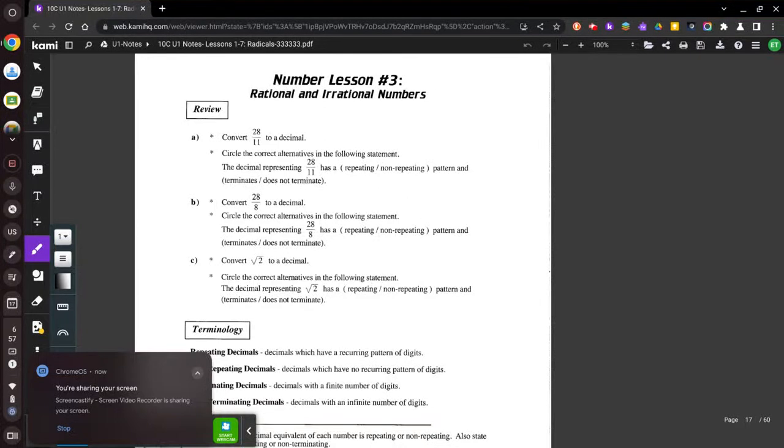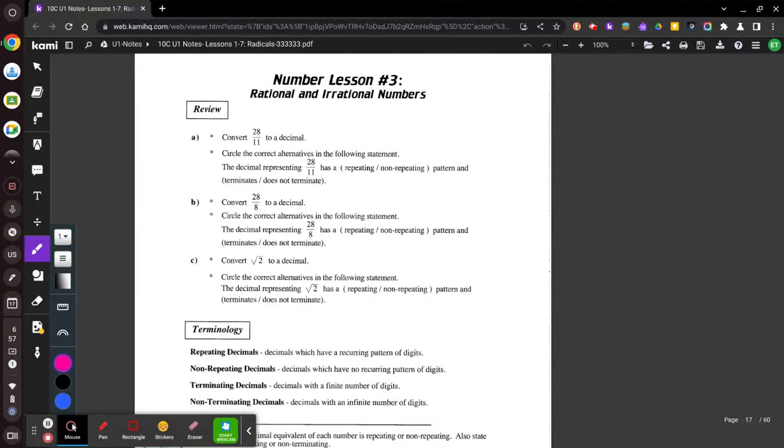Good morning and welcome to Unit 1, Lesson 3. This is talking about rational and irrational numbers. So let's discover what's going on with the differences here. We're going to take a look at a couple different fractions and convert them to decimals and see what kind of decimals we get.